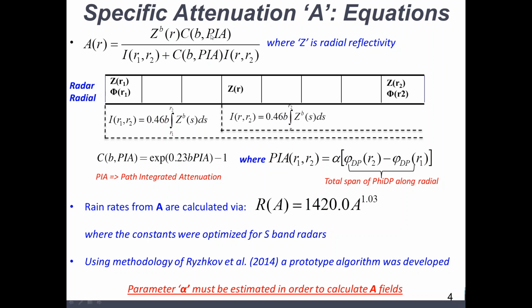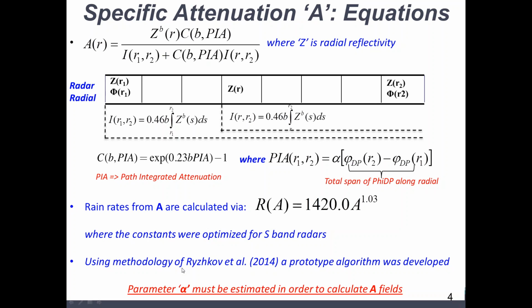What's key in this technique is this term that contains path integrated attenuation, because the path integrated attenuation is nothing more than the amount of signal loss that's occurred to the radar signal, in this case primarily due to raindrops along the radial. Now this term is actually equal to a parameter called alpha, multiplied by the total span of PDP. So using all that math, it's pretty fancy. What we do is we calculate our specific attenuation fields, and then we use a power law to estimate the rainfall rate, where the constants were optimized for the S-band radars.